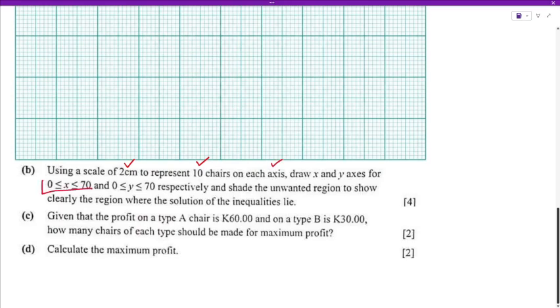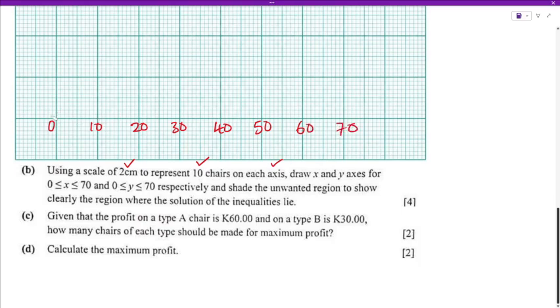So x is 0 to 70, y is also 0 to 70. Since both of them are starting at 0, just like always, we're going to put our 0 right there, like in the previous session. So 2 centimeters represent 10 chairs, meaning from here to there it's 2 centimeters. So 0, we have a 10 there, 20, 30, 40, 50, 60, and finally 70.